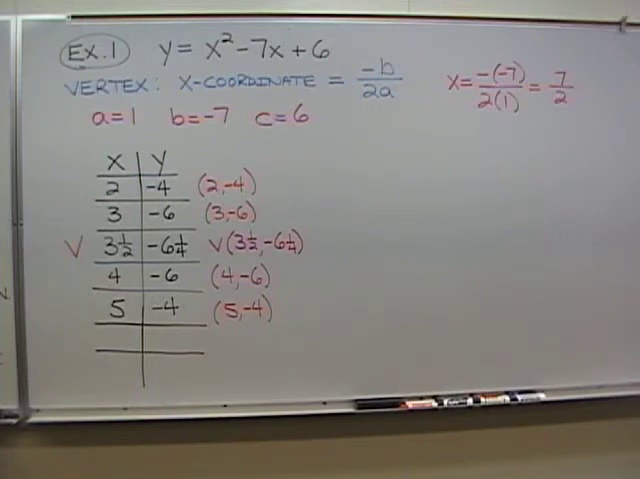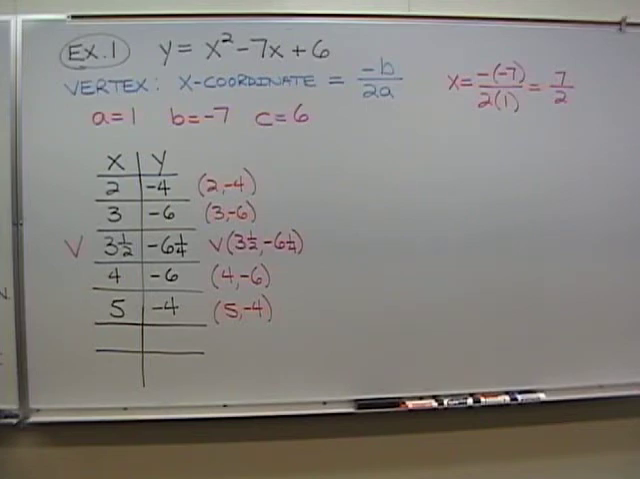In other words, how far is 4 in the x column from 3.5? Well, it's a distance of 1/2, and it has a y coordinate of negative 6. Now, how far is 3 in the x column from the vertex 3.5? It also is a distance of 1/2 from the vertex, and therefore it has the same y value that 4 does. It has negative 6 as its y coordinate.